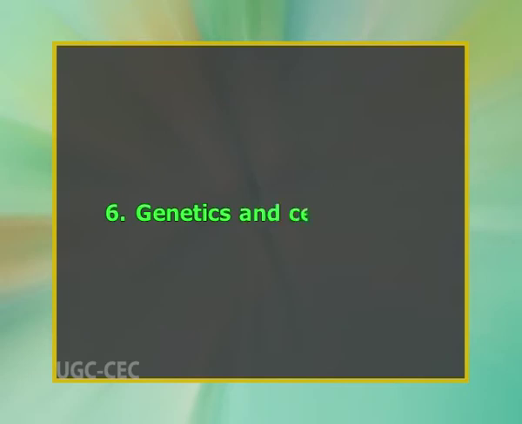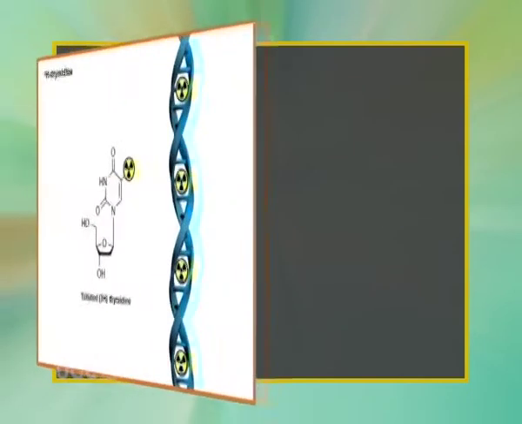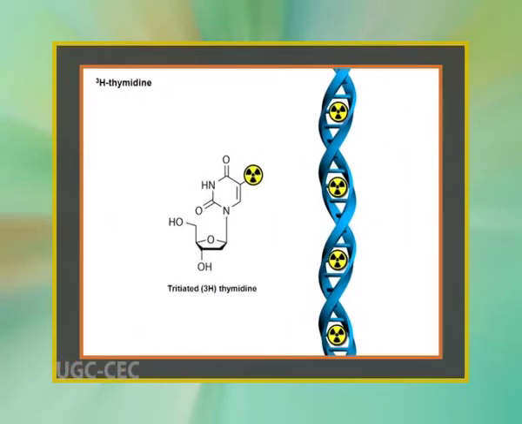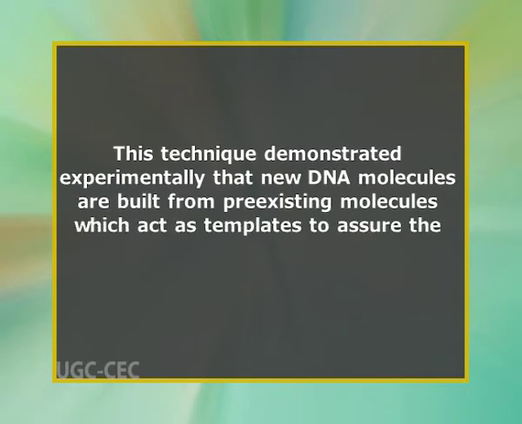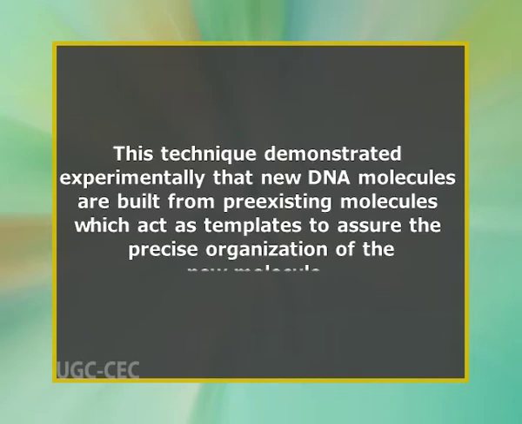Number 6. Genetics and cell division. With the advent of radioactive thymidine, one of the principal components of DNA, it became possible for biologists to label DNA and confirm precisely the earlier finding, namely that once a DNA molecule is formed, it remains intact. This finding demonstrated experimentally that new DNA molecules are built from pre-existing molecules which act as templates to assure the precise organization of the new molecule.